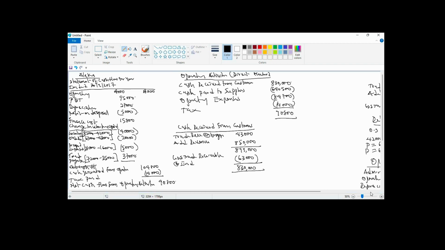Cash received from customer, cash paid to suppliers, operating expenses and taxes. That is it. It will still give you the same thing as indirect method. Don't forget, we said direct method can be tested in two ways. One, we can make use of existing financial statement. Two, we can make use of cash book. This is for the direct method from financial statement. The second one from cash book is simpler than this one.